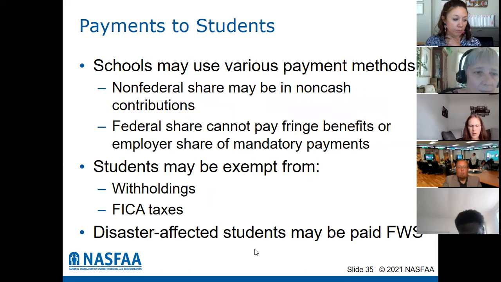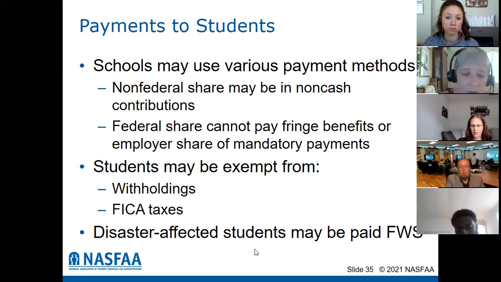So continuing on with payments, schools may use various means to pay federal work study wages. Payments may be made by check or similar instrument, credit to the student's school account if the student has given written authorization, or electronic funds transfer (EFT) to a student's designated bank account. Schools may also pay the non-federal share of the student wages in the form of non-cash contributions, such as tuition, fees, services, or equipment.